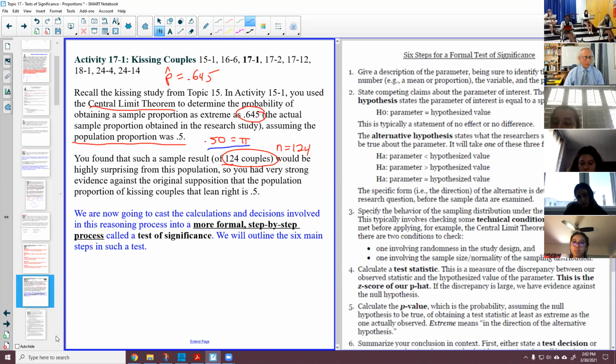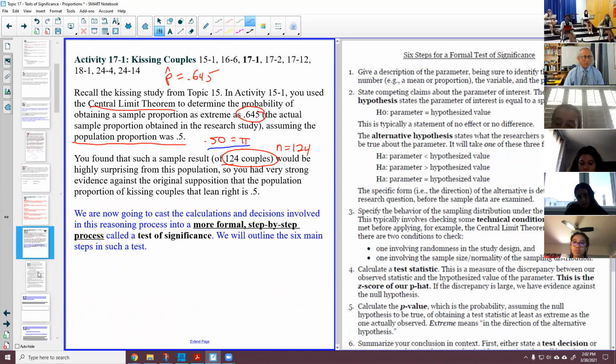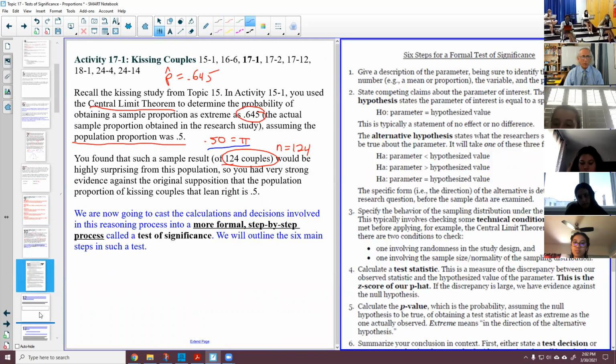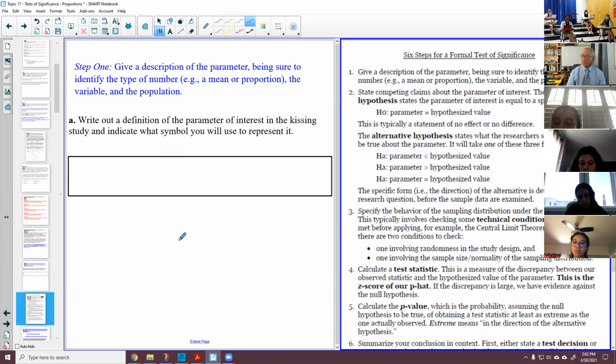So let's click down here a little bit and see if I can make this work. So let's drag that down to there. Good. Okay. So step 1, give a description of the parameter, being sure to identify the type of number, whether it's a mean or a proportion, the variable, and the population. So this is we're going to write something here that identifies what are we trying to do with this test of significance.